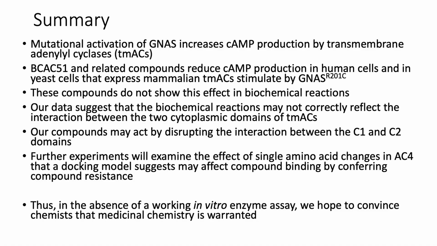So that's where we are now. So very quickly, what we've seen is that, again, mutations in GNAS elevate production of cyclic AMP by these transmembrane cyclases. We have a collection of structurally related compounds that reduce cyclic AMP production, specifically in the yeast cells that make the transmembrane cyclases and GNAS, also if they make the transmembrane cyclases without GNAS. They don't work in the biochemical reactions, but they do show these characteristics that would suggest that they are working potentially by blocking the interaction between C1 and C2.